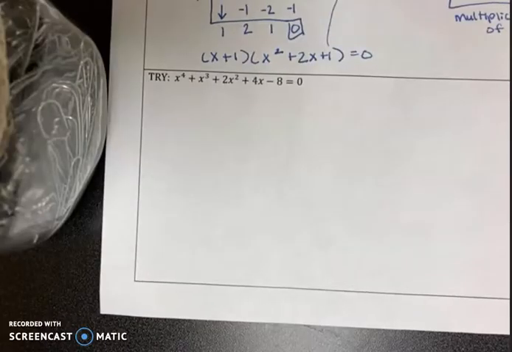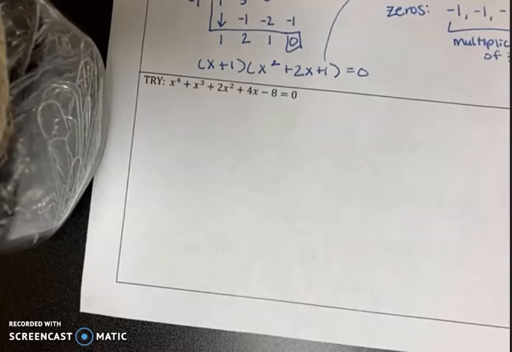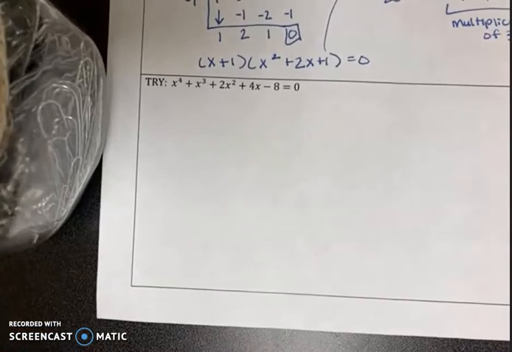I would like you to try the try problem. I will give you a little hint before you begin that you will have to use synthetic division twice in this problem. When you are ready to check your work, please hit play.